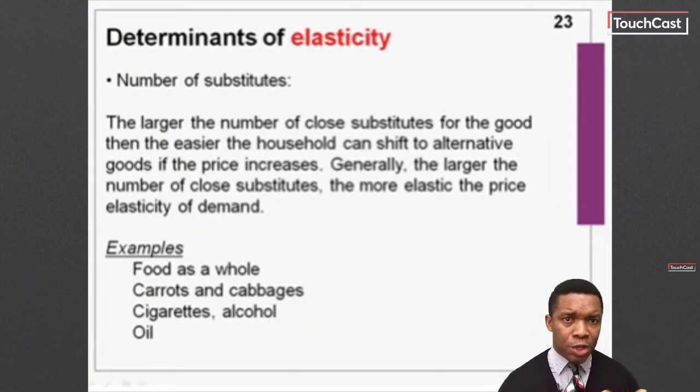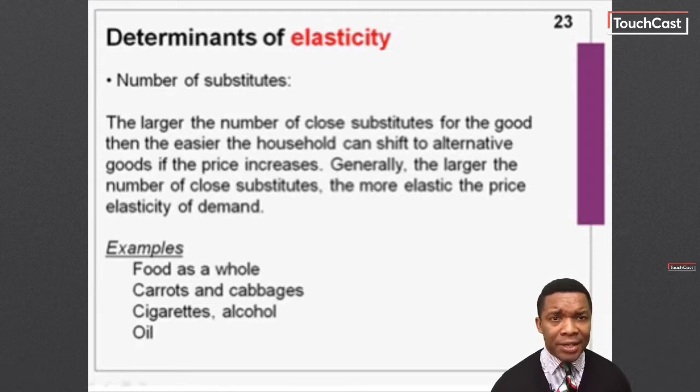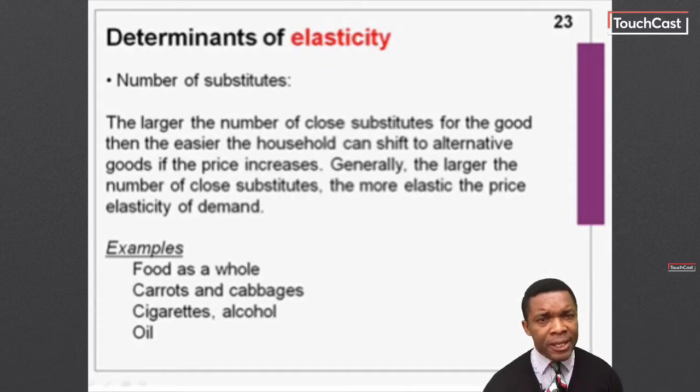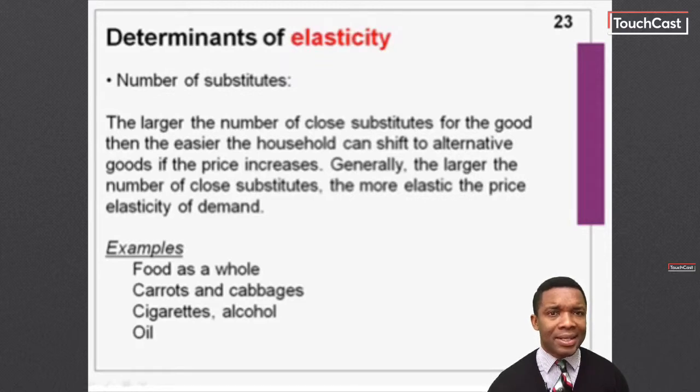So let's look at some of the factors or determinants of elasticity. The first is the number of substitute goods. The second is luxury goods or items of necessity. And the last determinant is time. So let's start with substitute goods. The larger the number of close substitutes for a good, then it's easier for the household to shift to an alternative good if the price increases. Generally, the larger the number of close substitutes, the more elastic the price is to demand.